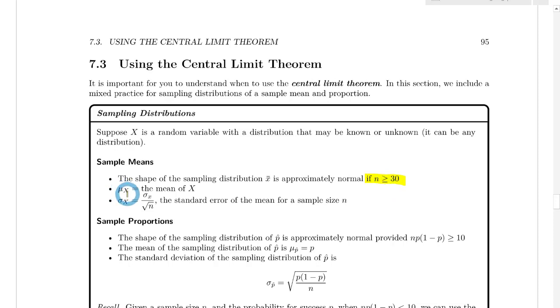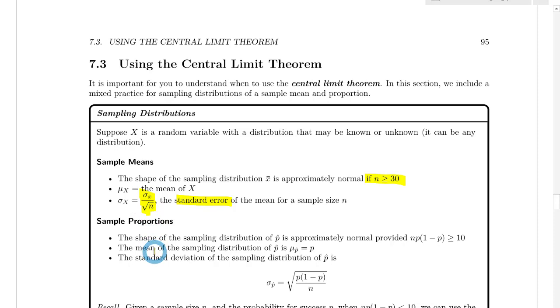The mean of the sampling distribution is the mean of the random variable, and then sigma sub x bar is the standard error, right? Because we're taking a lot of samples and a lot of their averages and taking averages of averages, we have to go ahead and divide by the square root of n.